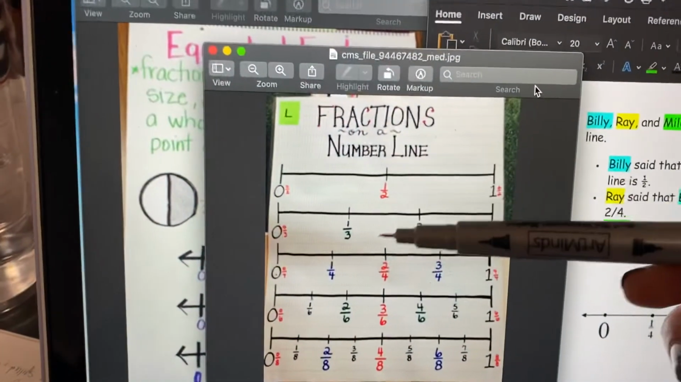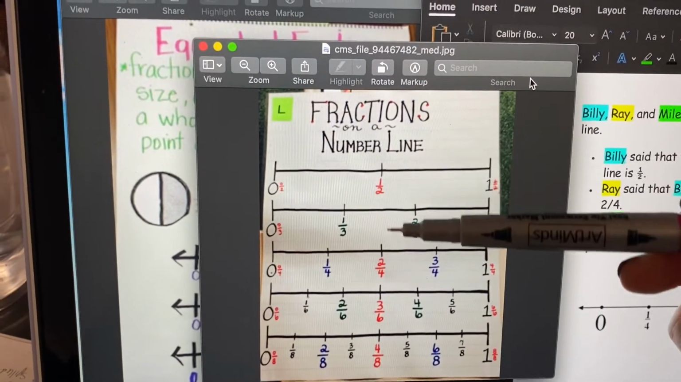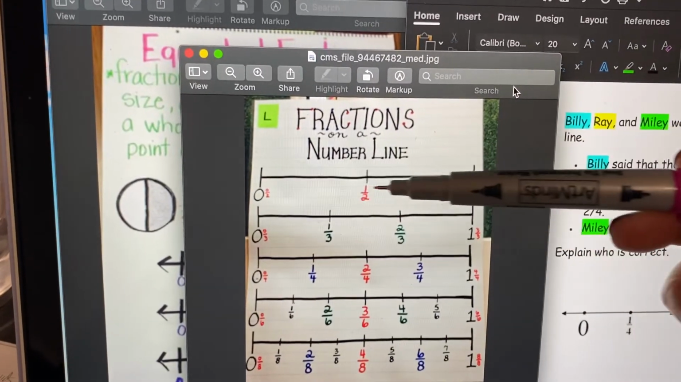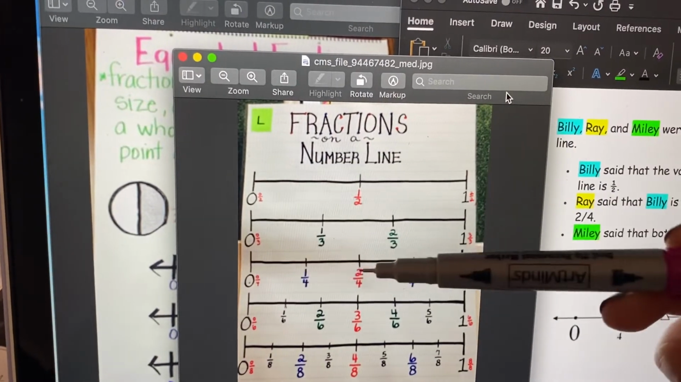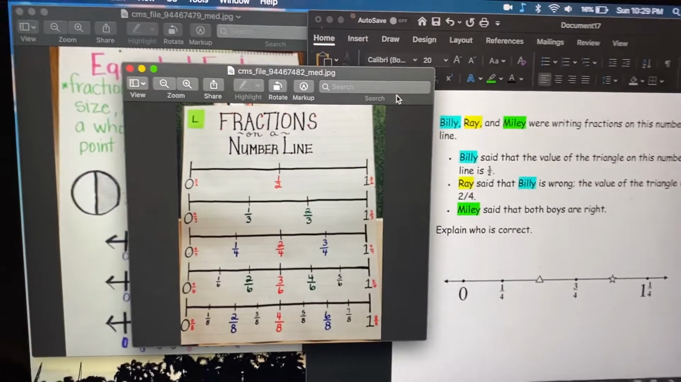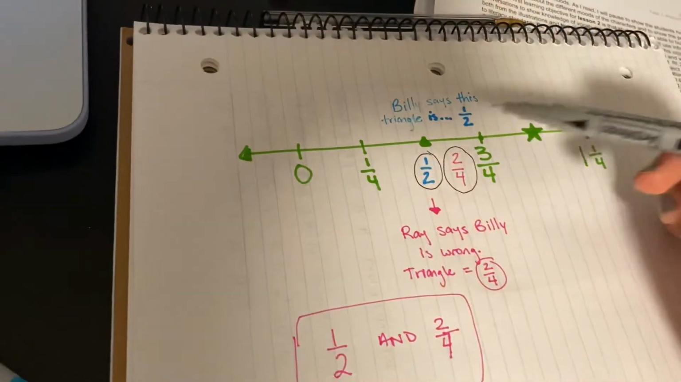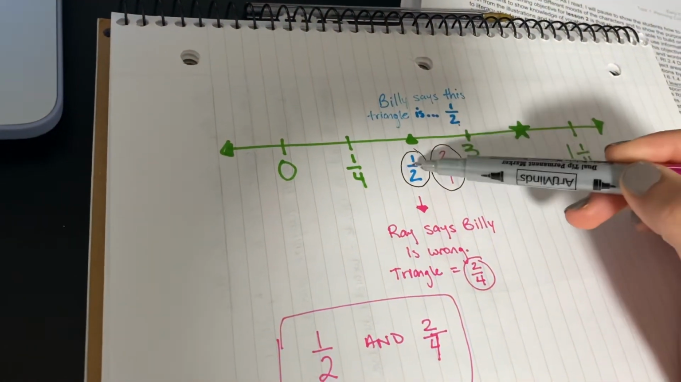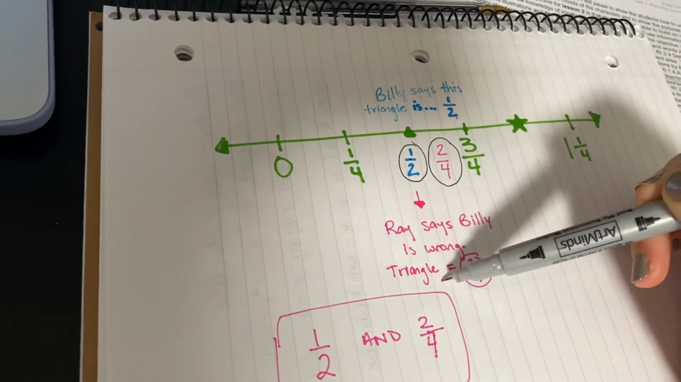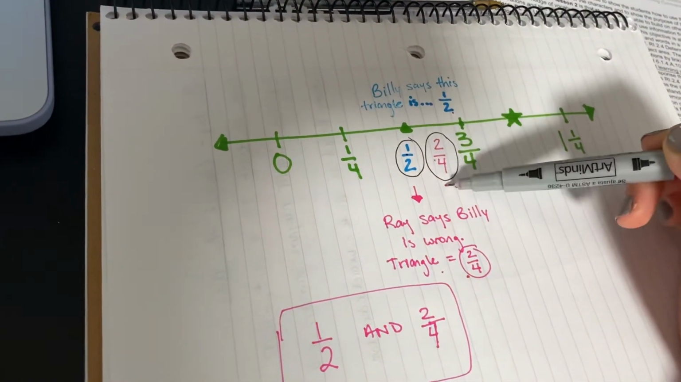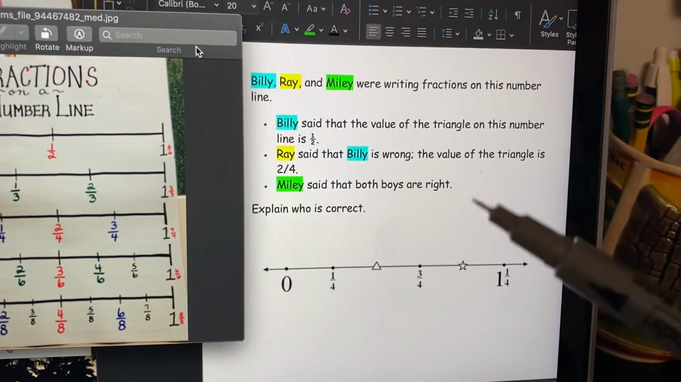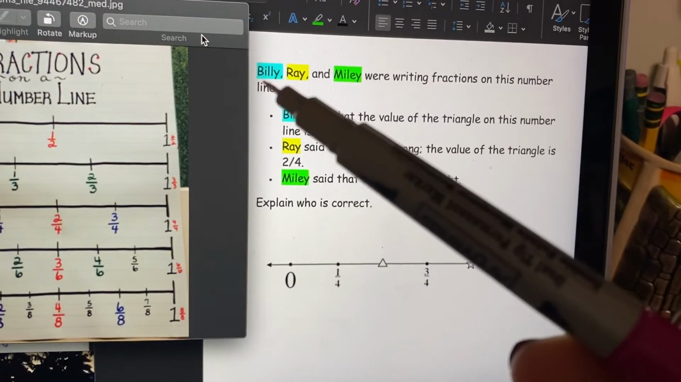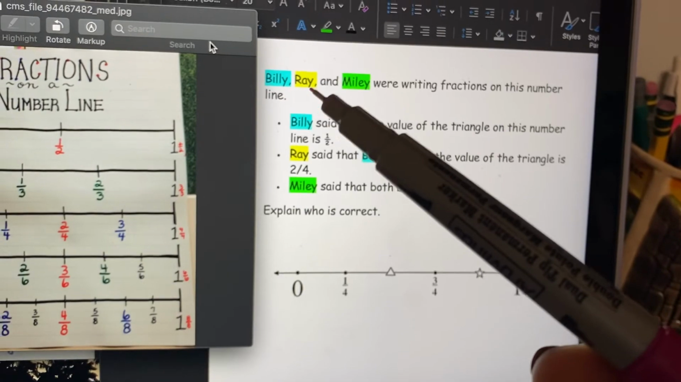Just like here, 2/4 is equal to 1/2. It's the same amount. Remember we used our fraction strips? If you guys use your fraction strips, you're gonna see that they're the same size, meaning that they're the same thing. So if we go here, we see Billy says this triangle is 1/2. And Ray says Billy is wrong, that the triangle is 2/4. But we just saw here that they're both the same size. So Miley says that both boys are right. So you guys tell me, is Billy right? Is Ray right? Or is Miley right?